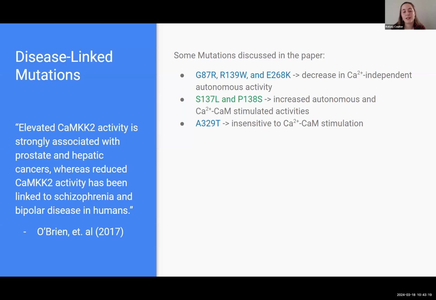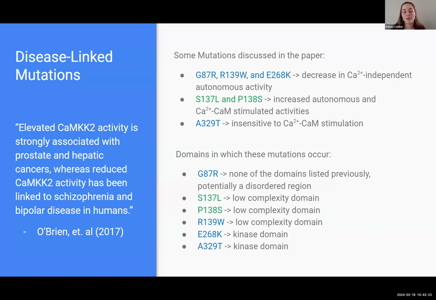And the mutation at 329 results in decreased activity. These mutations occur all throughout the protein and are not limited to one specific domain. These mutations occur in the kinase domain, low complexity domains, and outside of any formal domains, but potentially within a disordered region. This shows that mutations do not target one specific area or function of the protein, and that mutations in any part of CAM-KK2 could potentially lead to very serious health defects.